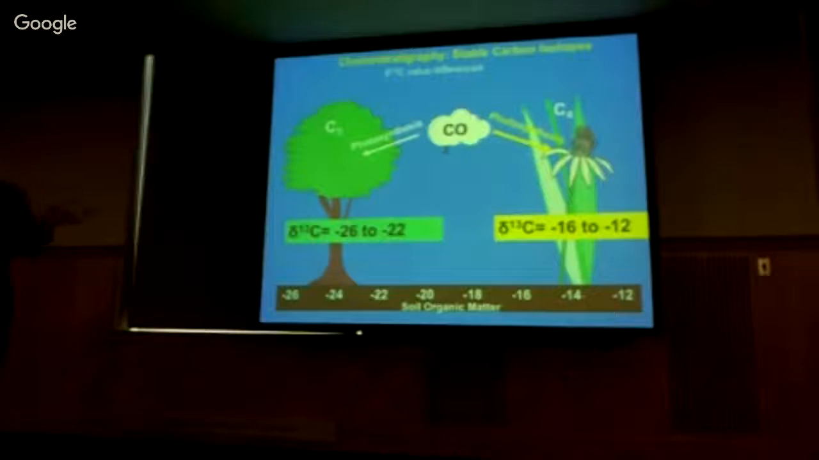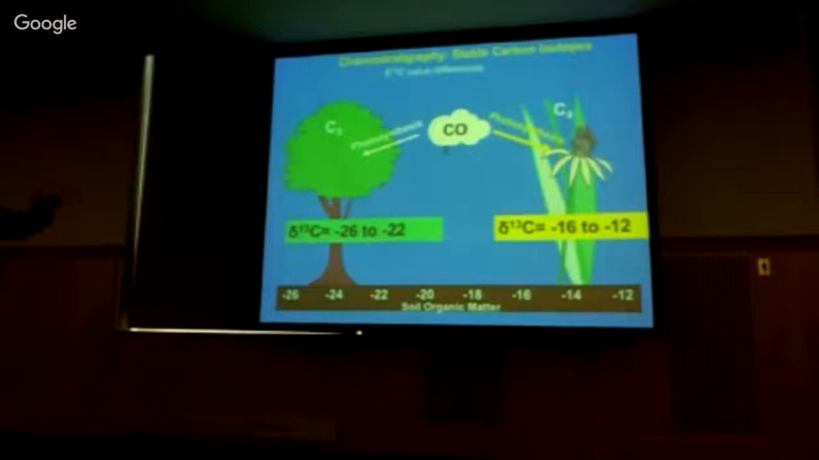So we turn to other proxies. I do a lot of chemostratigraphy, isotope geochemistry, specifically with soils, looking at the isotope signal of soil organic matter, because we know that C3 plants, trees, also cool season grasses, that organic matter ends up in the soil, just as it does with C4 plants. And then we have different ranges, the delta 13C values, minus 26 to minus 22 for C3s and minus 16 to minus 12 for C4, and then we have mixed C3, C4 in the middle.